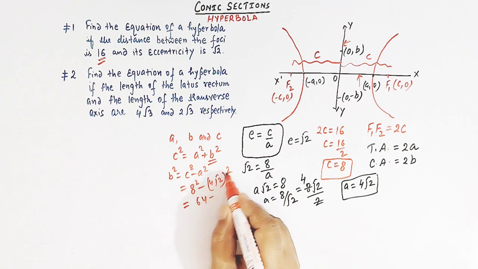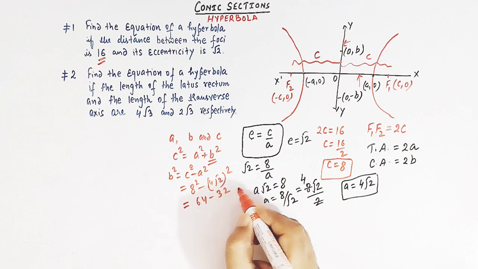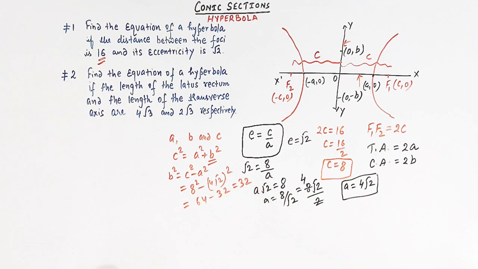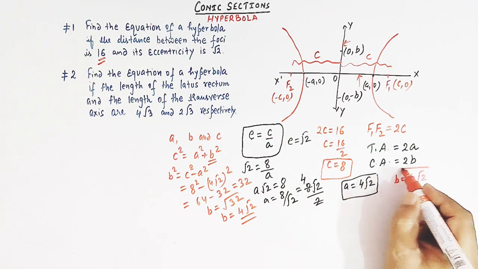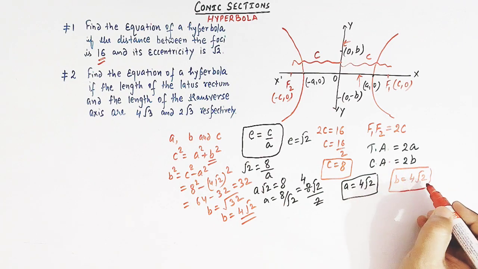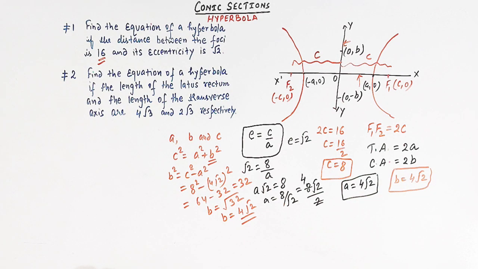Here we have 4 4 is 16, 2 is 32. So here we have 32, right? So B is the square root of 32. So B is 4 times square root of 2, right? So now the value of B is also equal to 4 times square root of 2, right?